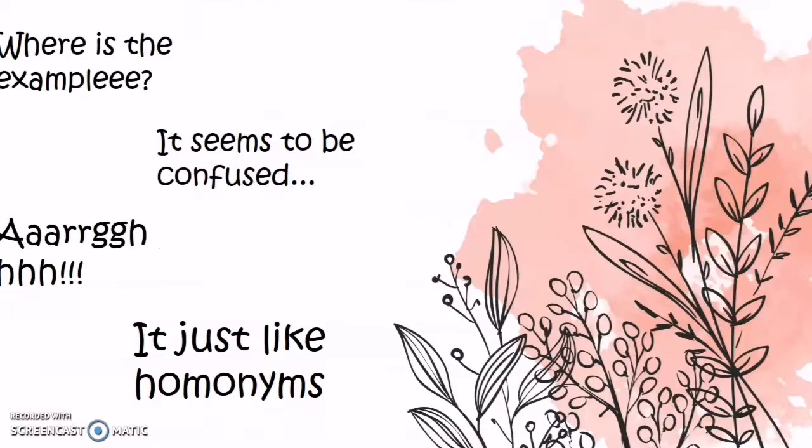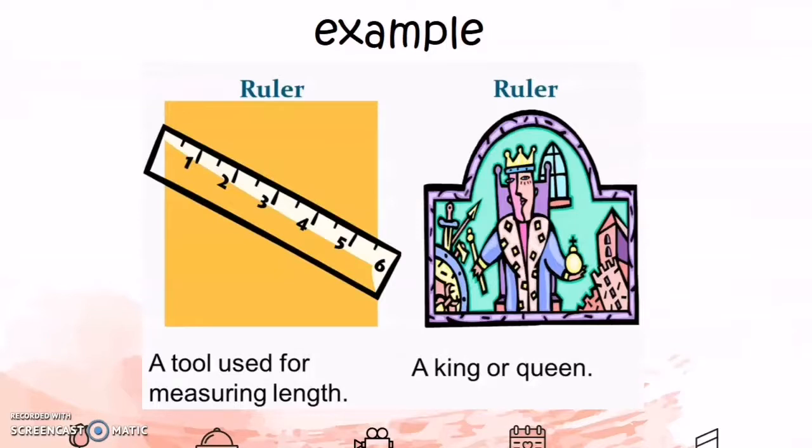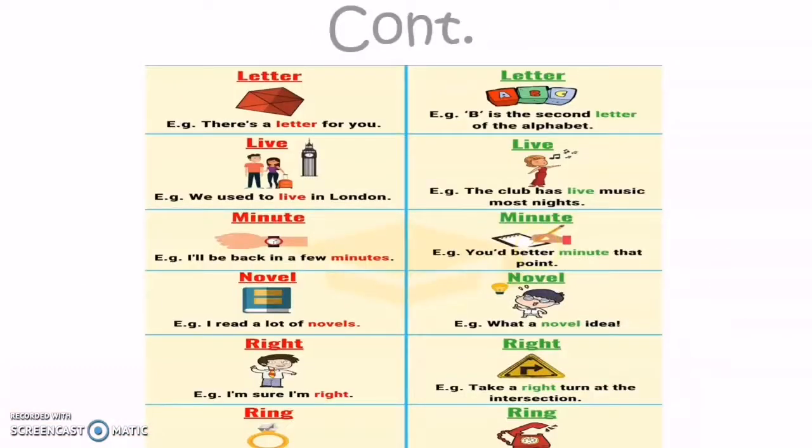Don't confuse it with homonyms. For example, this is a ruler, a tool used for measuring length, and ruler, which is a king or queen, meaning someone who rules. Another example you can see has a similar spelling, but a different meaning. Letter, there is a letter for you, which means you want to give or receive something, a piece of paper from your pen pal.